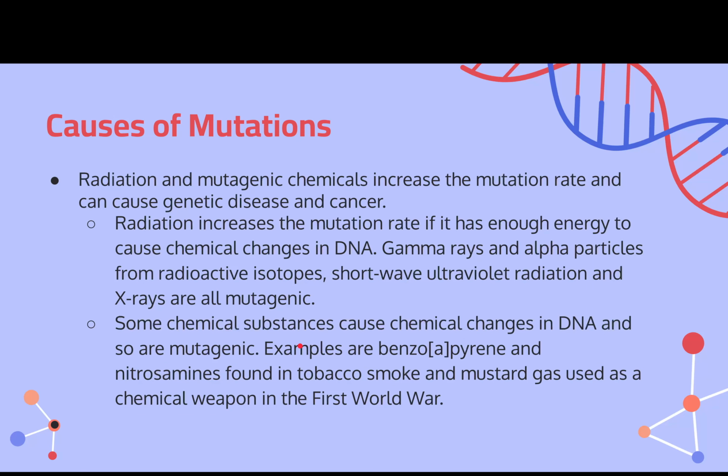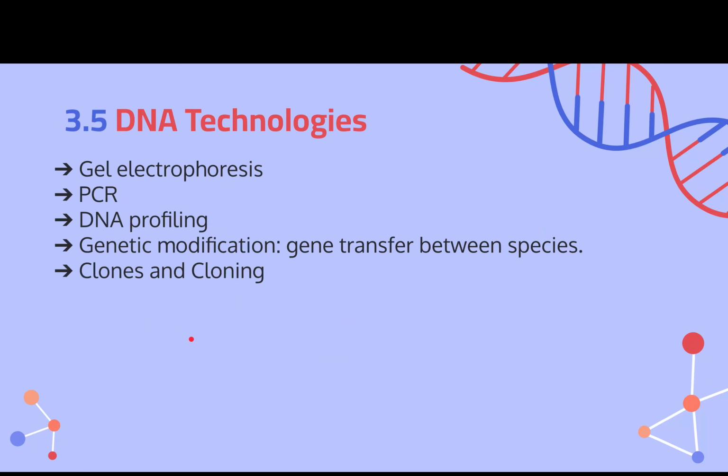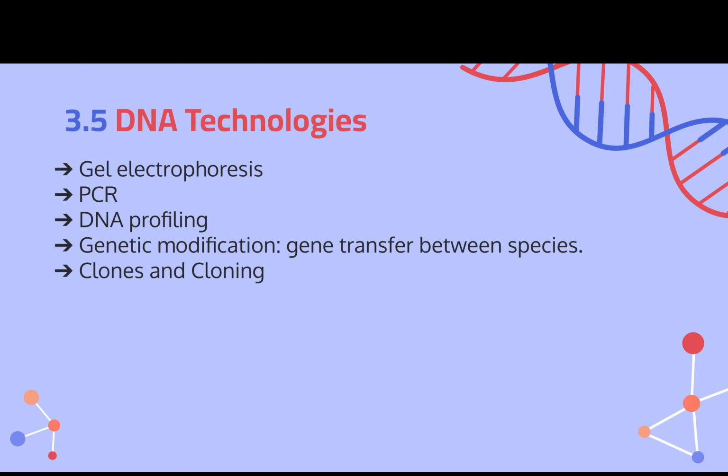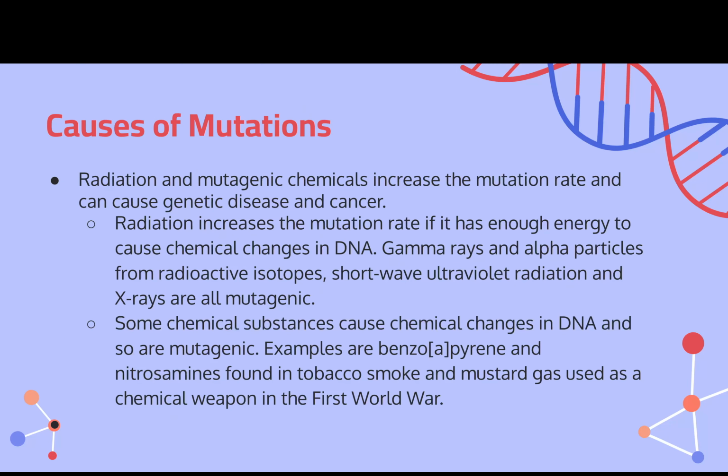Okay, now we're going to talk about causes of mutations, and then we talk about DNA technologies, and then we're done. Okay, so causes of mutations. There's many things that can cause a mutation, but the main one is radiation and mutagenic chemicals. So these will increase the mutation rate and can also cause genetic disease and cancer.